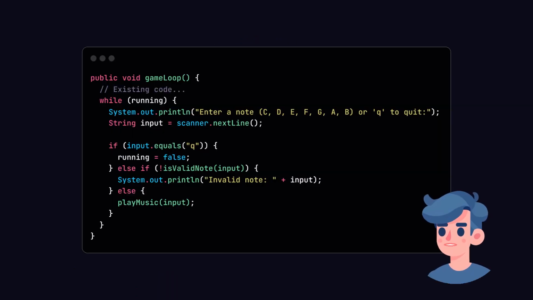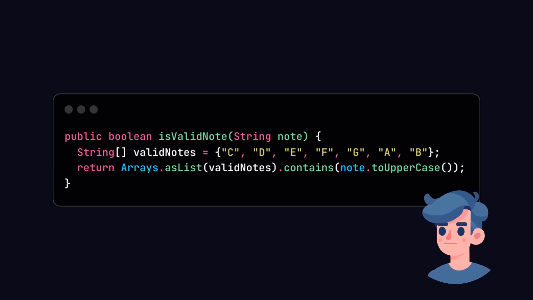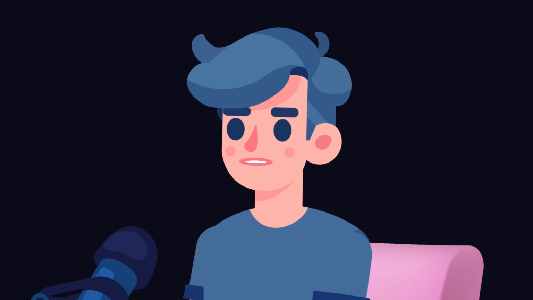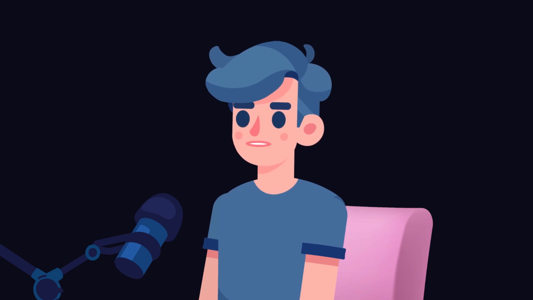Now, let's add some validation for the user's input. We only want to accept certain notes like C, D, E, F, G, A, and B. Anything else should result in an error message. We added a call to a new method isValidNote. Now, let's create this method to check if the note inputted by the user is one of the accepted notes. With this validation in place, our game of music creation is becoming more robust. Now users can only play valid notes and receive appropriate feedback for invalid entries.